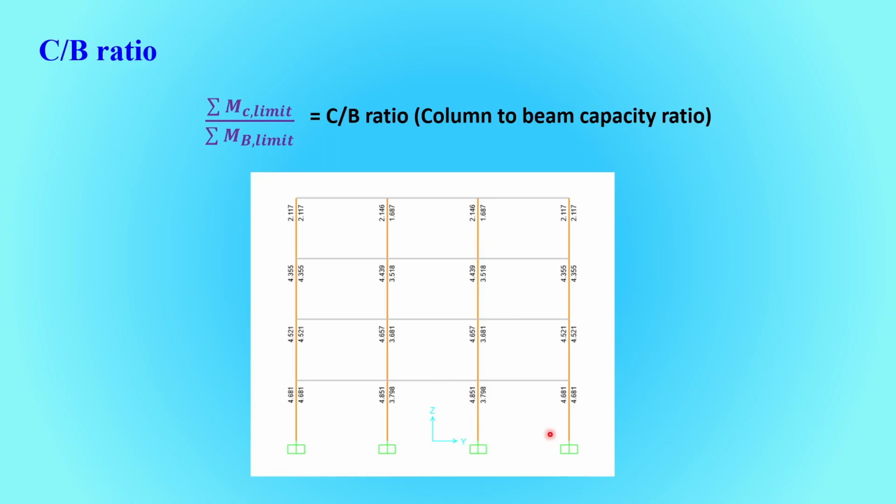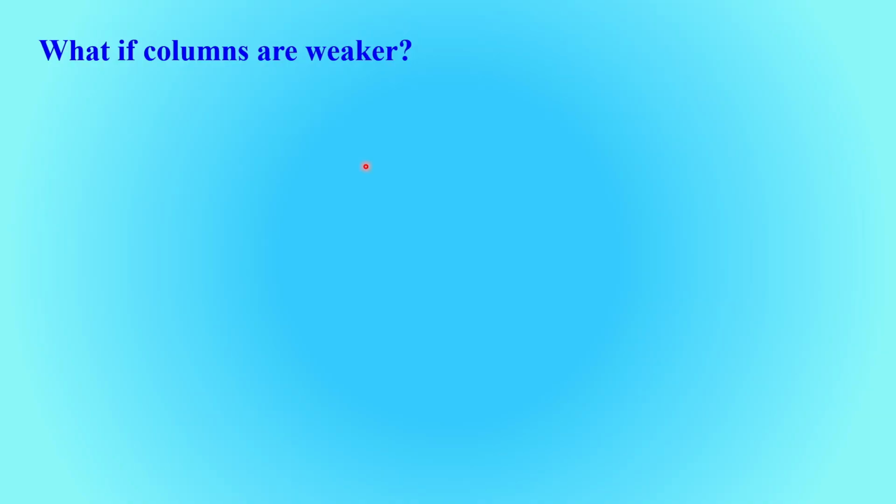This has arisen out of the condition that the building was not optimized. The design was not rechecked again and again to optimize it. That's why the values are higher. Higher values indicate columns are much stronger than the beam and there may be some wastage of material in the column. What happens if the columns are weaker?